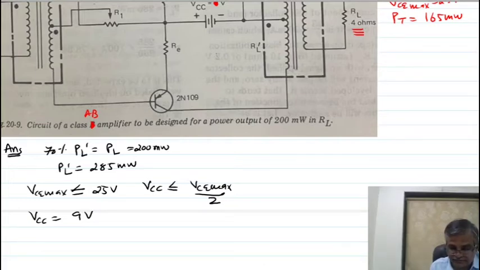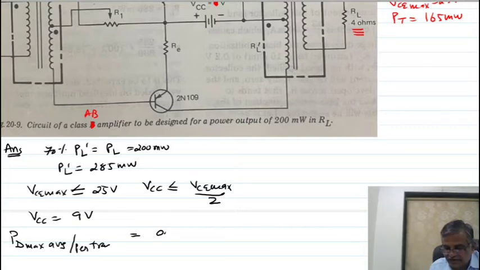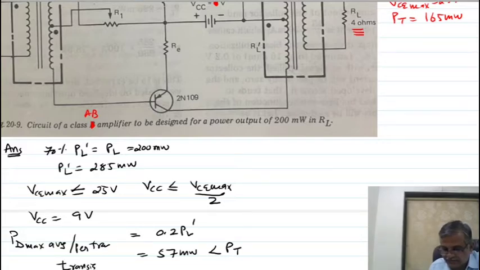Now second. PD max average per transistor is slightly more than 0.2 PL dash, slightly more than this, not more than that. So 57 milliwatt is less than PD. So the transistor is safe.